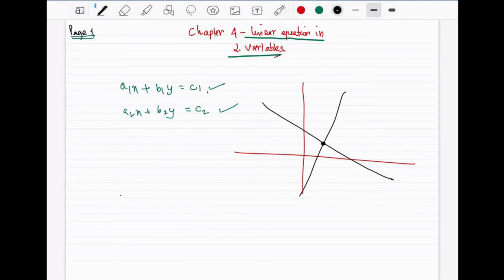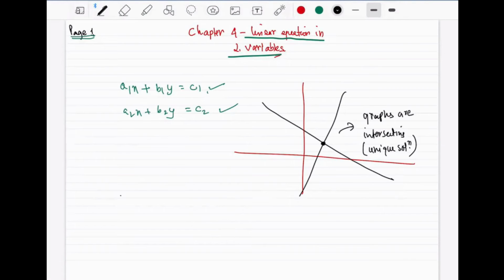That means there is only one value of x and only one value of y which, when you put in the equations, will satisfy the equations. So this one, we will call graphs are intersecting. When the graphs intersect, they intersect at one point. Since there is only one point, we will say this is a unique solution.